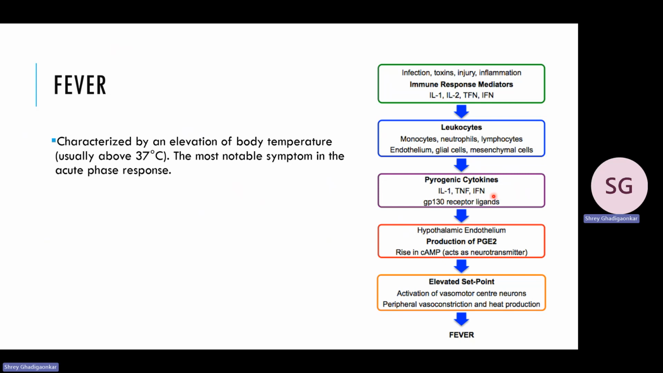These newly formed cytokines travel into the bloodstream and migrate towards the brain, where you have the hypothalamic endothelium. They act on a specific nucleus within the hypothalamus, which is known as the median preoptic nucleus. Just for information, they inhibit the median preoptic nucleus, and that leads to production of prostaglandin E2, and this results in an elevated set point. And as a result of this, you have fever.